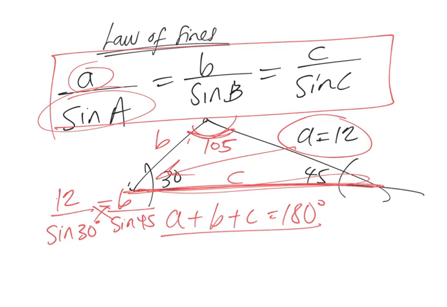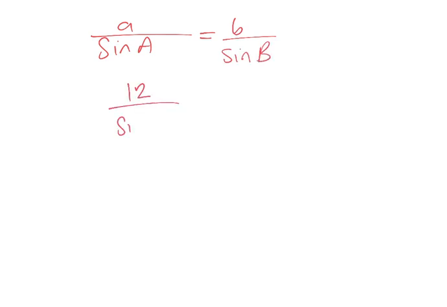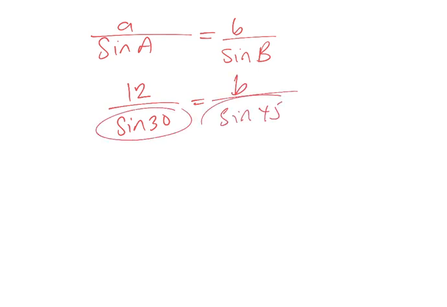You can put your calculator in degree format. So using degrees, you would be solving each one of these. Again, the general idea is you have A over sine A is equal to B over sine B. So if you have 12 over sine 30, it's equal to B over sine 45. You can find what sine 30 is.